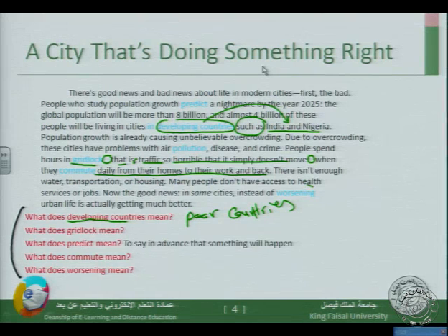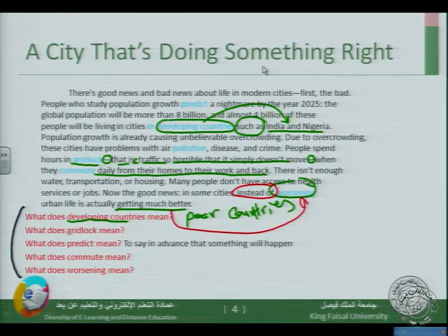What does worsening mean? Worsening. In some cities, instead of worsening, urban life is actually getting much better. Instead of is used to state the opposite: despite the deterioration of life in cities, in fact urban life is getting much better. So much better is the opposite of worsening. Okay, so this is how we can get meaning from the context.